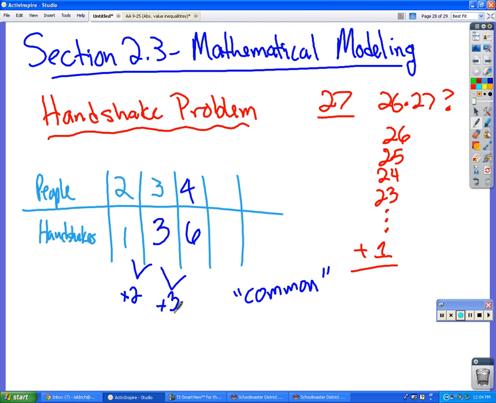So it's not necessarily that there's not a pattern, it's just that the pattern is going to be a little bit more complicated than the other ones that we looked at. Can you make a guess? Can you make a conjecture based on this so far? What it might be for 5 people?